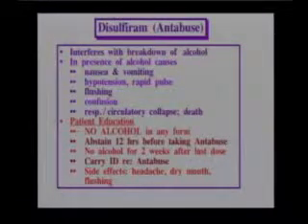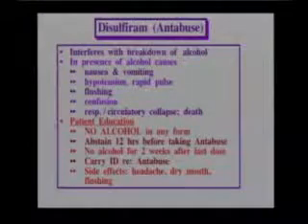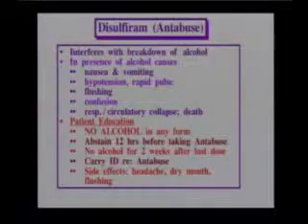We don't want to wipe down their skin or cleanse their skin with alcohol wipes, because even the absorption of alcohol through the skin can cause the antabuse-like reaction. So they should not take cough syrups that contain alcohol. They should not take anything that is an elixir, because that contains alcohol.